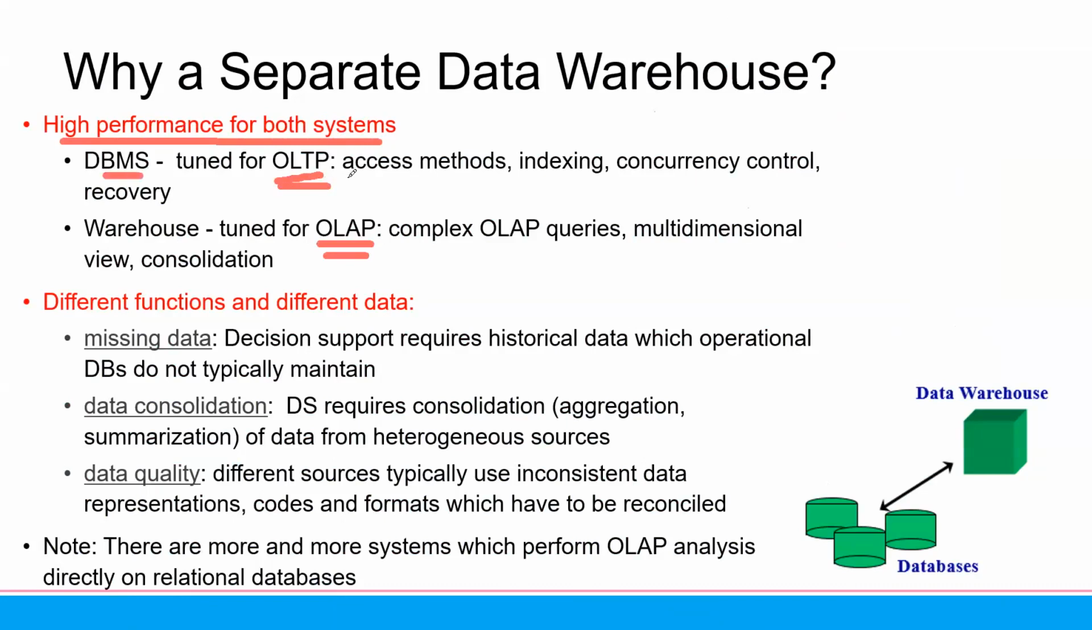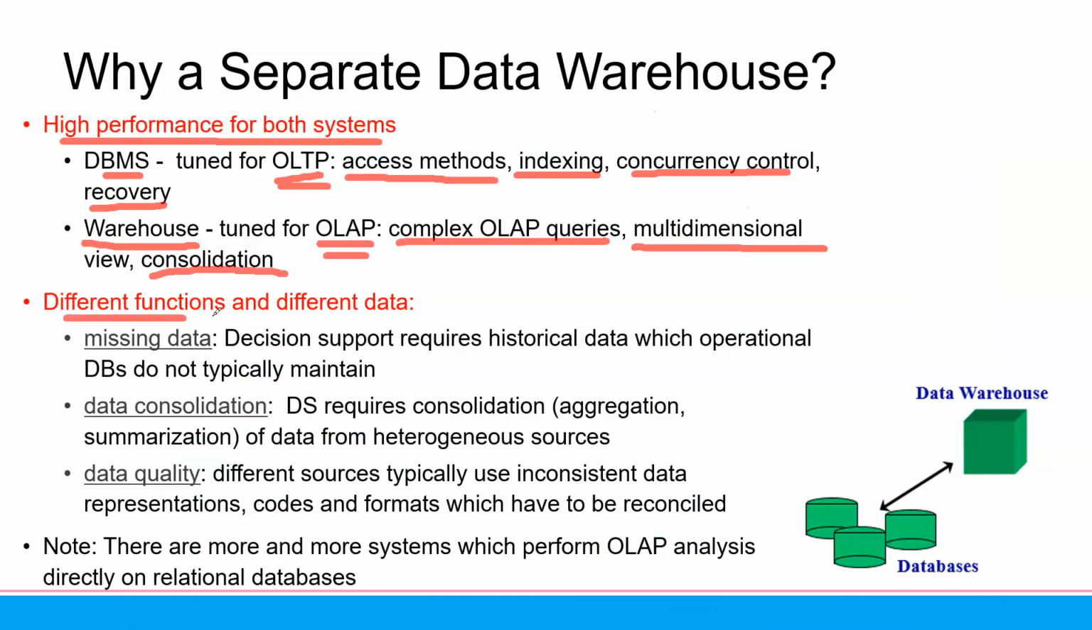In the DBMS, we have access, we can index it, or we can do concurrency control, or sometimes we need to do recovery. So this requires high performance. For the data warehouse, we need to do complex queries, it is multi-dimensional, and you need to do something about consolidation. So it also requires high performance. That's why we need to separate OLTP and OLAP.